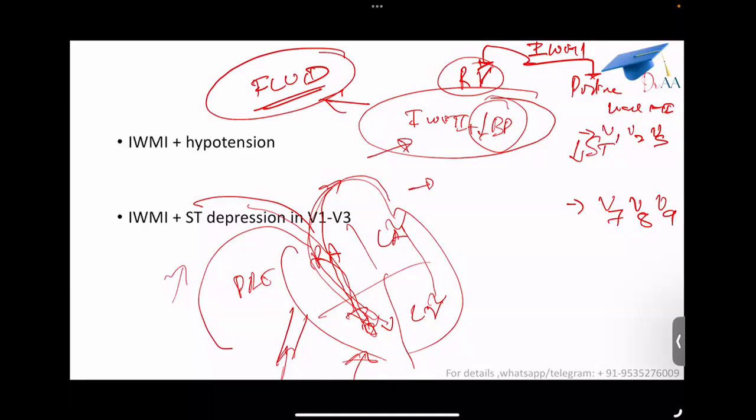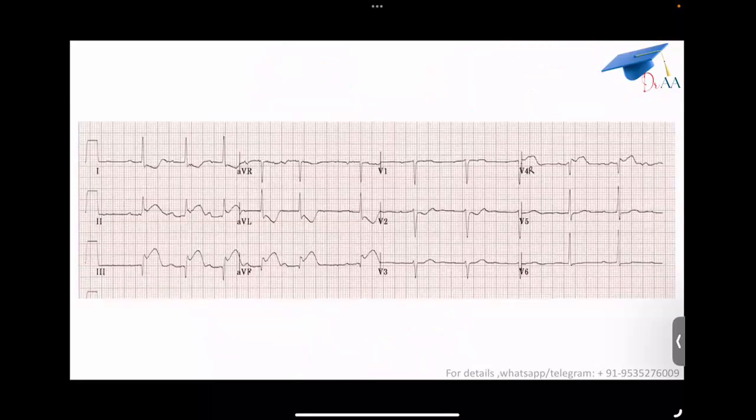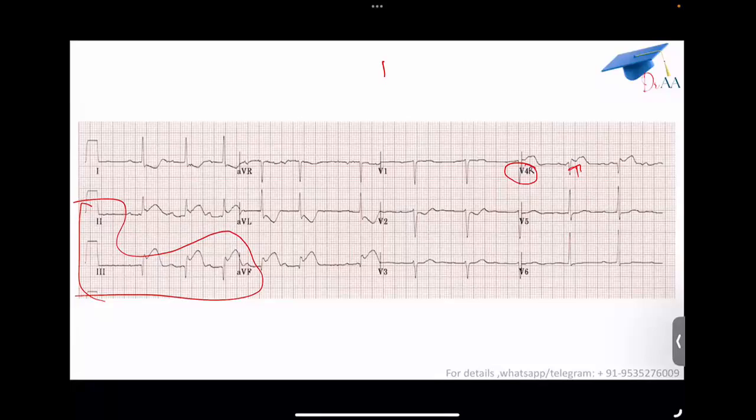Again, you can confirm this by getting a V4R, that is the right-sided one. If you go here, we have taken a V4R and there is an ST segment elevation in 2, 3, aVF. There is an ST segment elevation, that's why this is a right ventricular involvement.